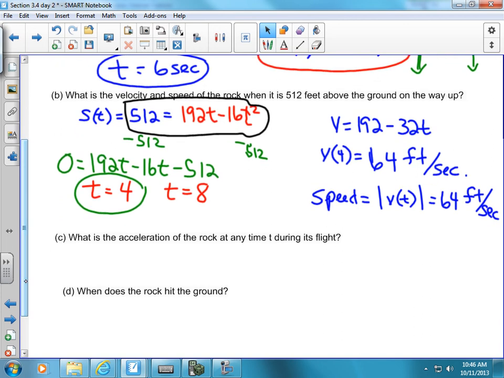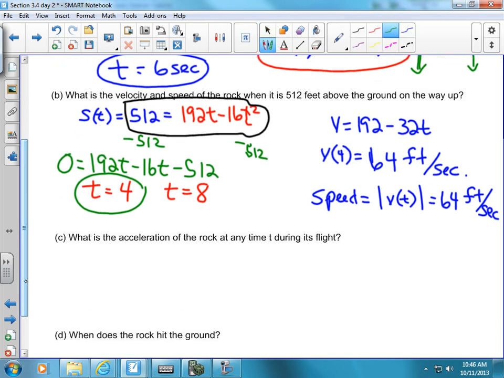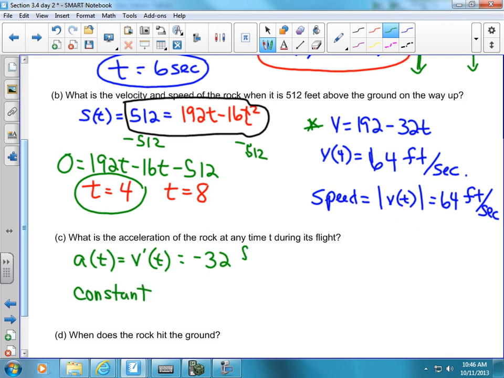All right, our next question says, what is acceleration? Remember that acceleration equals the derivative of velocity. So our velocity function is up here. Take the derivative of that. You get 0 for 192, and you get negative 32, and no t. So this is a constant acceleration. It is a constant. And this would be measured in feet per second squared, just so you know.